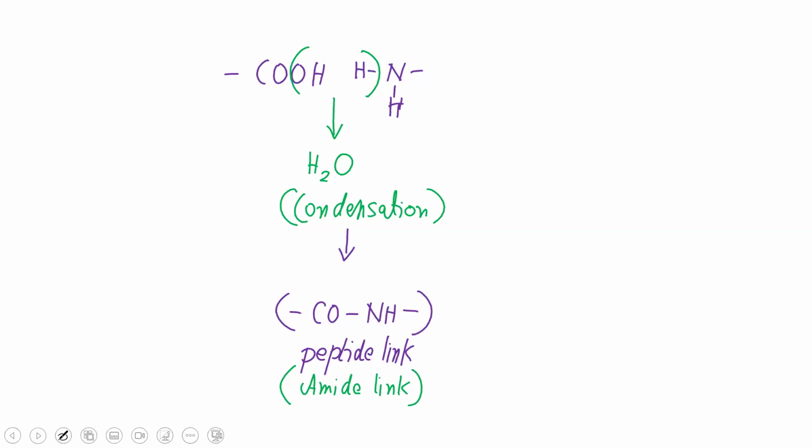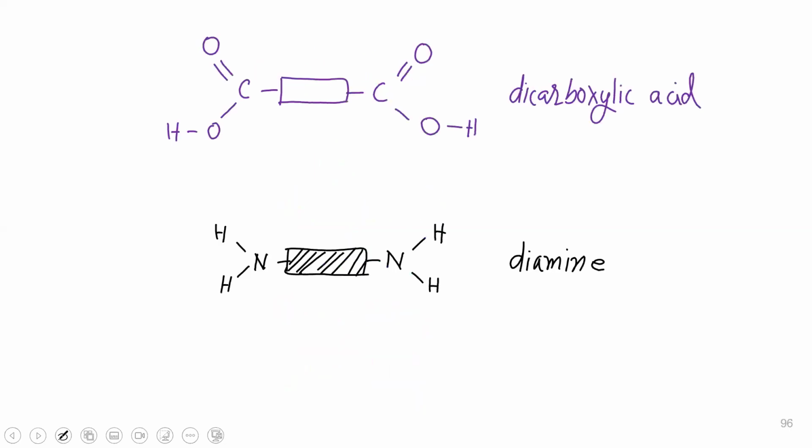Okay, done. This is called amide link. Now identify dicarboxylic acid, two carboxylic groups. Identify diamine, which is two NH2 groups. So you have to copy this also. Copy this.